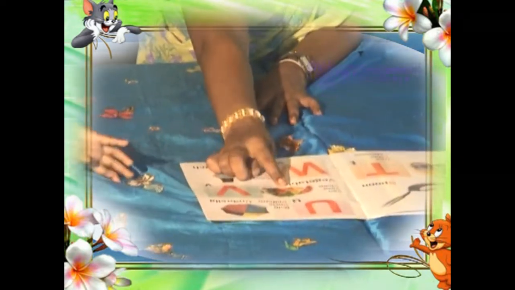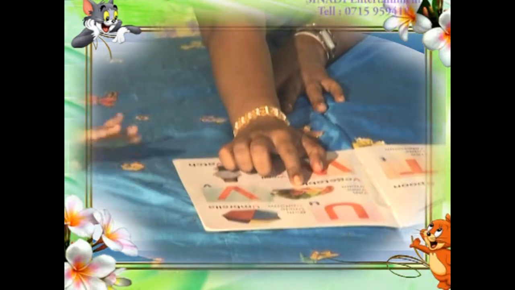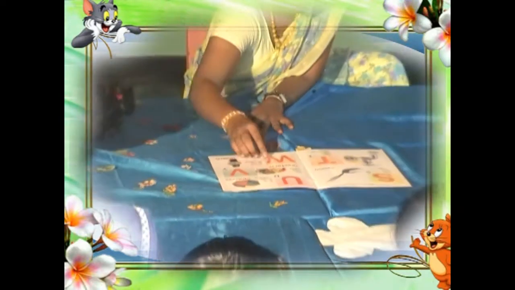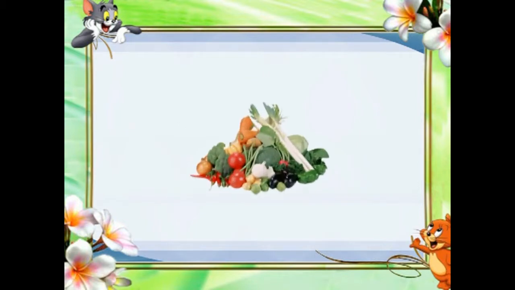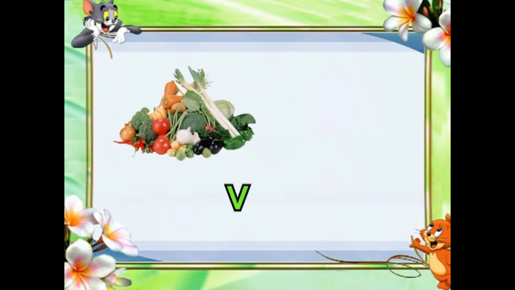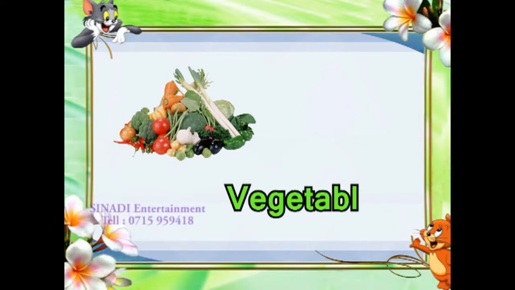V for vegetables. Vegetables ki ani mona. V E G E T A B L E S. Vegetables.